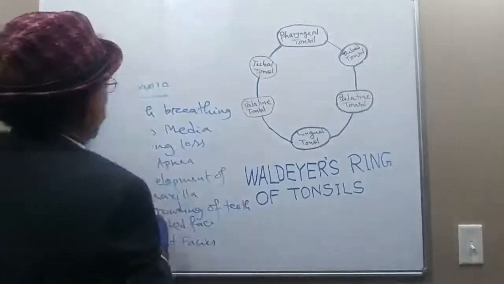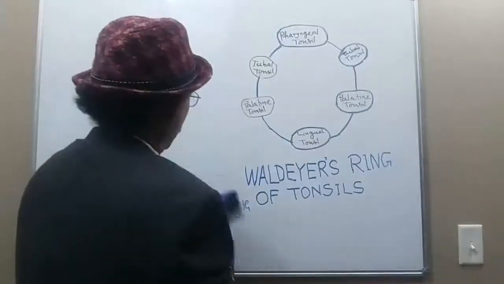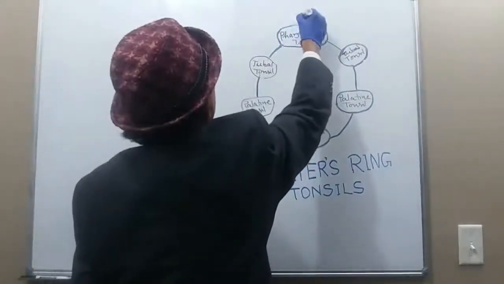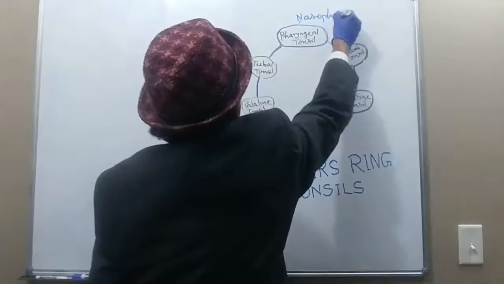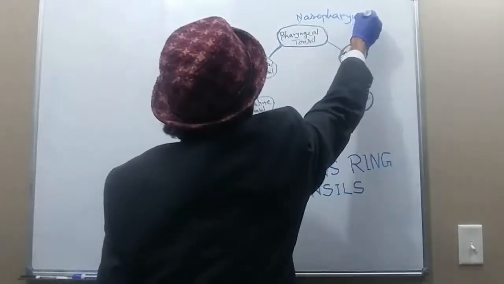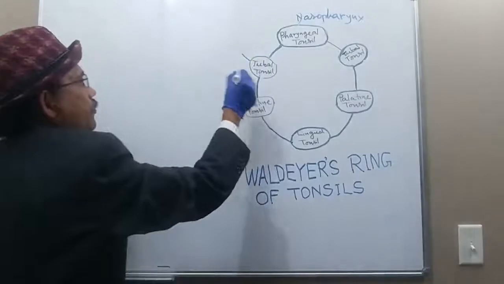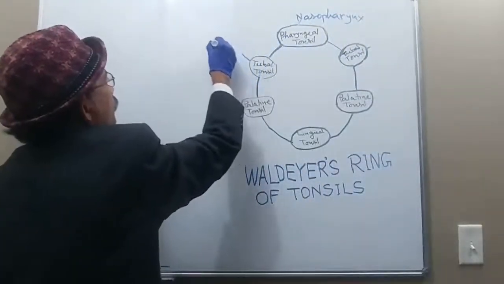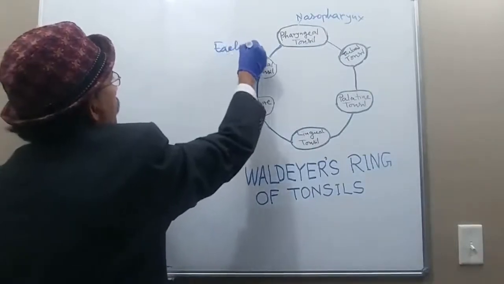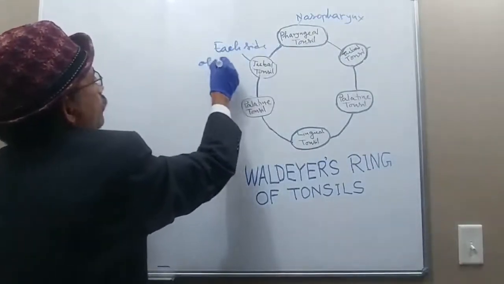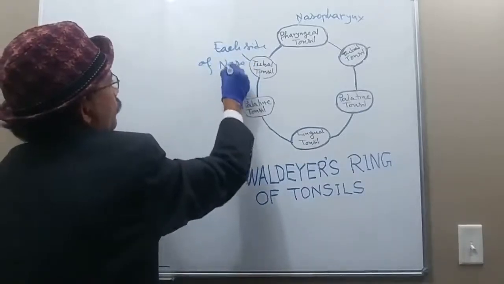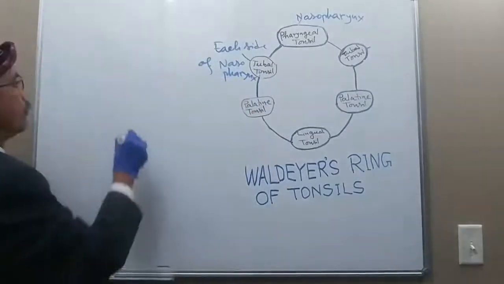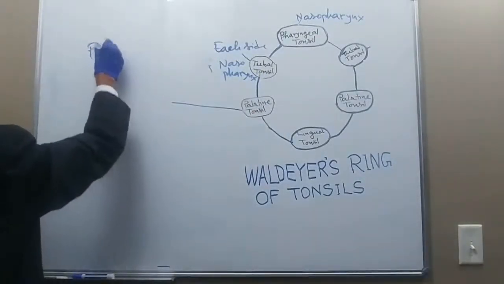We have another tonsil, that is the tubal tonsil. Where is the tubal tonsil? This is in the nasopharynx, on each side of the nasopharynx, on the roof, near the eustachian tube.